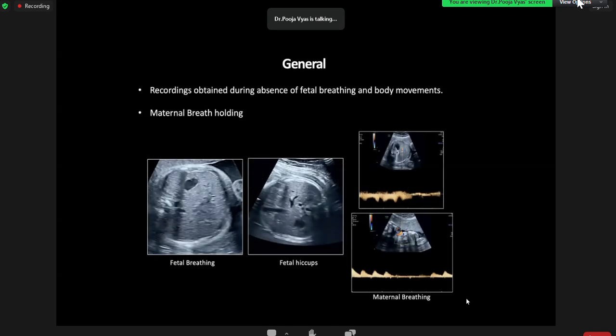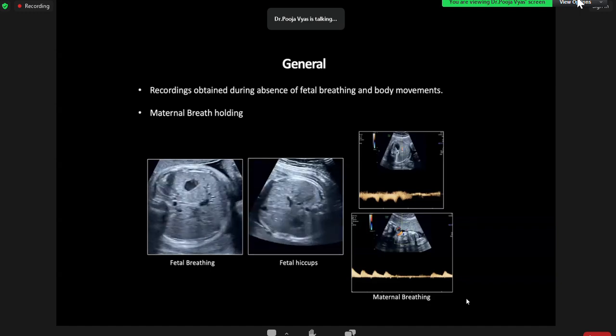Now, as we know, the fetus is constantly moving. But we still need to get a proper spectral trace. So we need to make sure that the fetus is not breathing very heavily at the time of scan. The fetal hiccups can also give rise to bad waveforms, and we can ask the mom to hold her breath when we are trying to take a spectral trace.